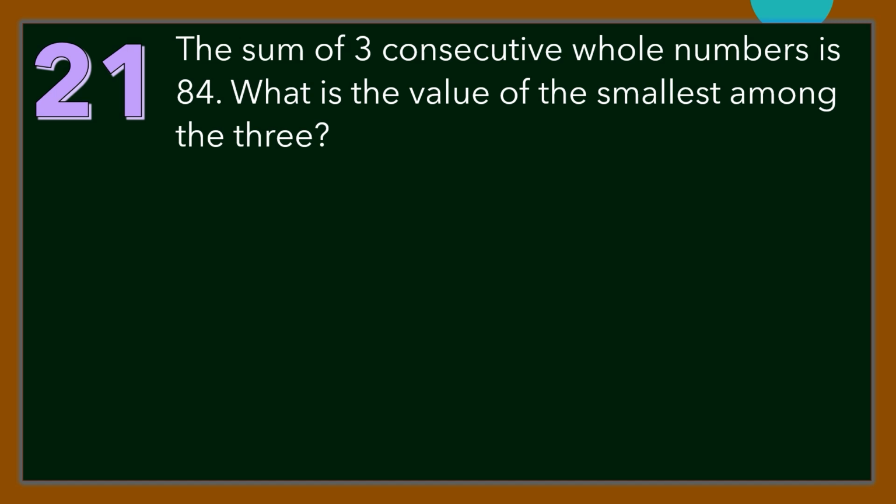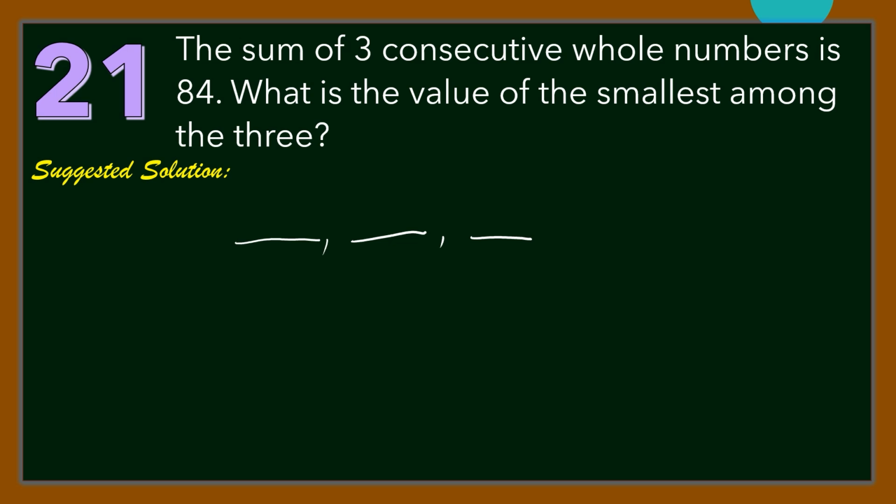Let us begin with number 21. The sum of 3 consecutive whole numbers is 84. What is the value of the smallest among the 3? For our suggested solution, let us have 3 numbers in sequence, and the sum of these 3 consecutive whole numbers is 84. The middle number must be the average of the 3.